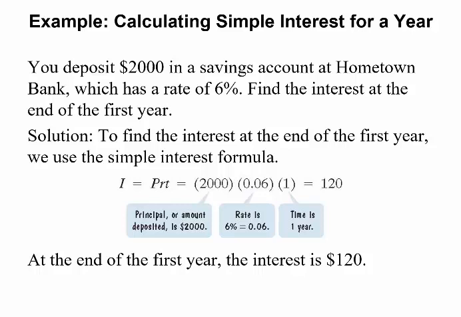To find the interest at the end of the first year, we simply use this formula. Interest is equal to principal times rate times time. The principal was $2,000. The rate is 0.06. In terms of years, it's been in there for 1 year, so you just put the 1 in for time. So 2,000 times 0.06 times 1 is 120. At the end of the first year, the bank is going to give you $120 in interest for leaving your money deposited there.